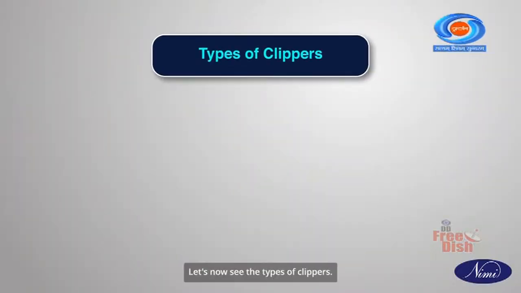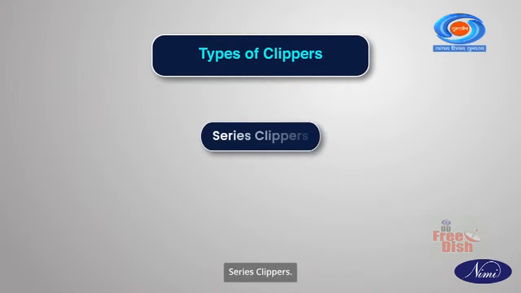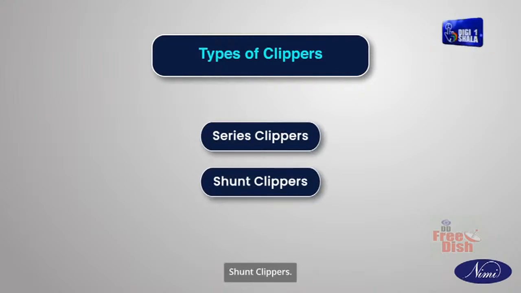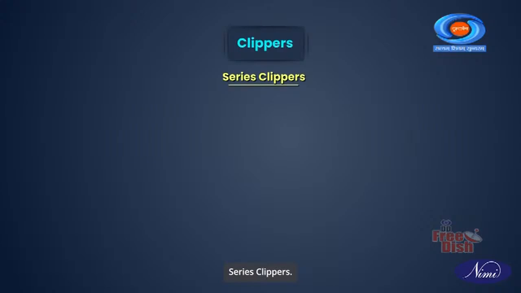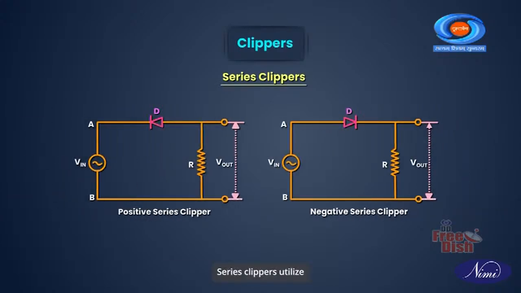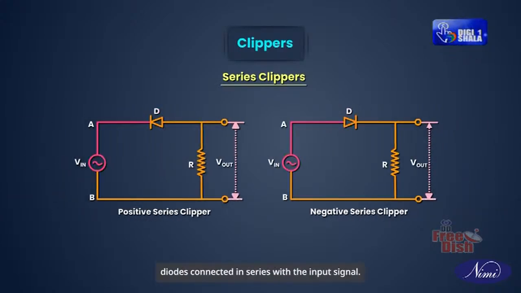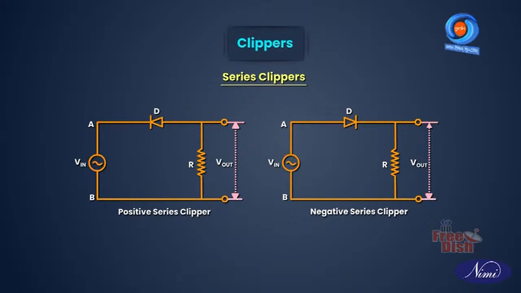Let's now see the types of clippers. They involve series clippers, shunt clippers, and biased clippers. Let's now see each in detail. Series clippers. Series clippers utilize diodes connected in series with the input signal. There are two types of series clippers.